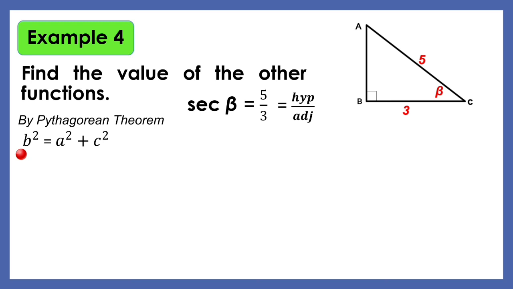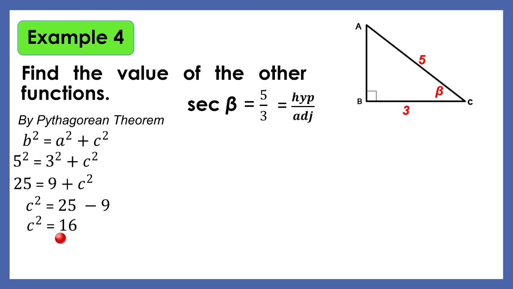Meron tayong hypotenuse, B, which is 5. So, we have 5 squared. Yung A, yung isang leg, that is 3. 3 squared plus, yung missing natin is C. Kaya, C squared pa rin. Then, solve. 5 squared is 25 equals 3 squared is 9 plus C squared. Yung 9 is itatranspose natin or lipat natin sa kabila, magiging negative 9. So, we have 25 minus 9 equals C squared. 25 minus 9 is equal to 16.